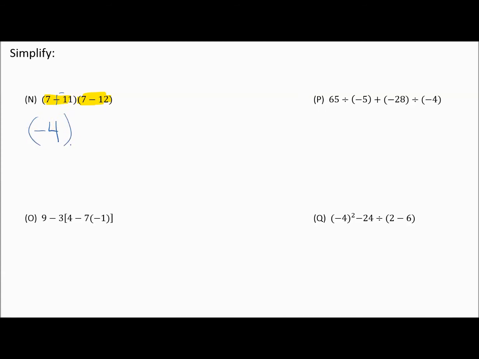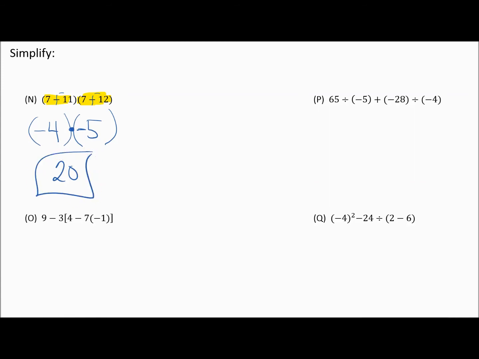That was in parentheses, so I'll write it in parentheses again. Nothing between these two sets of parentheses, so that's essentially multiplication. 7 minus 12, I got the same problem. I'm subtracting, change it to addition, change the sign of the next number. 12 minus 7, because these are opposite signs. 12 minus 7 is 5. The bigger one's negative, so that's negative. Now I'm multiplying two negative numbers together to get a positive 20.